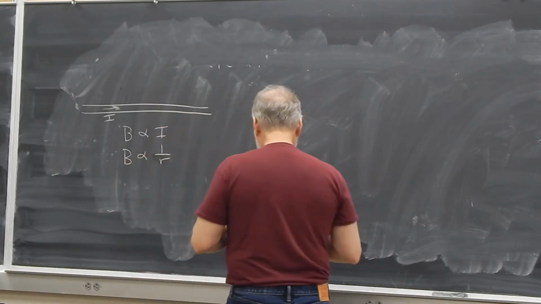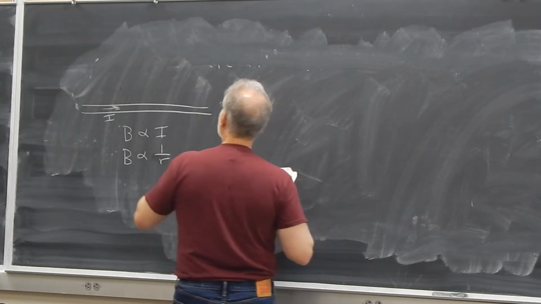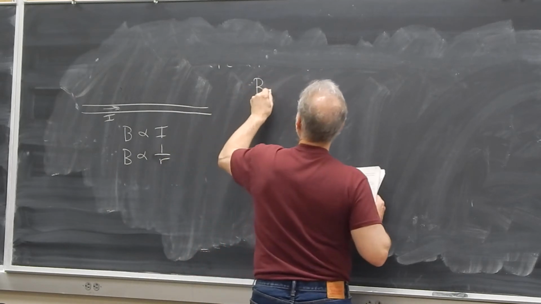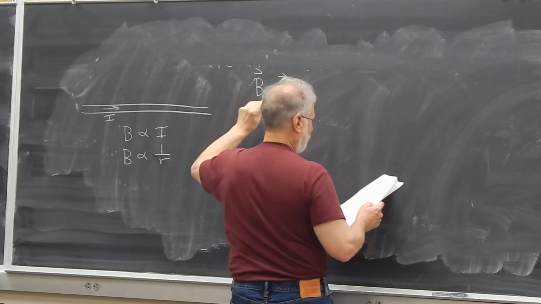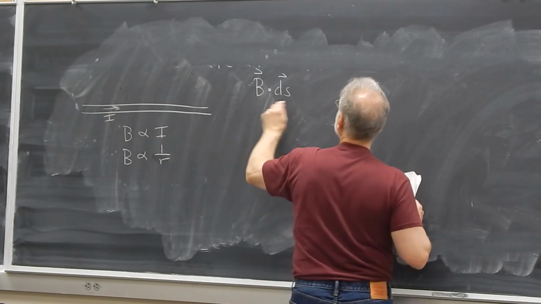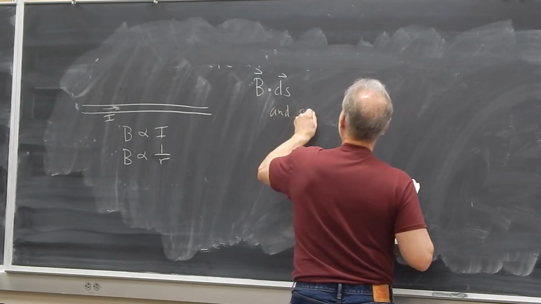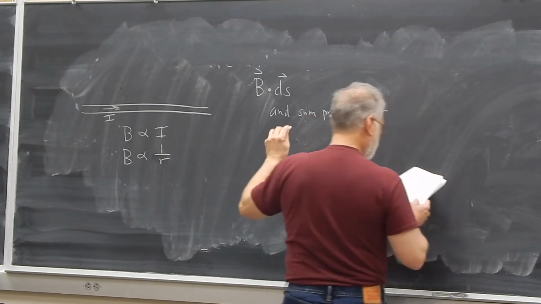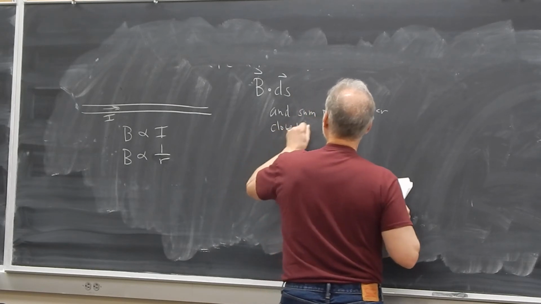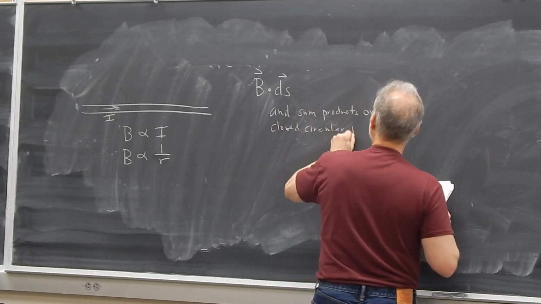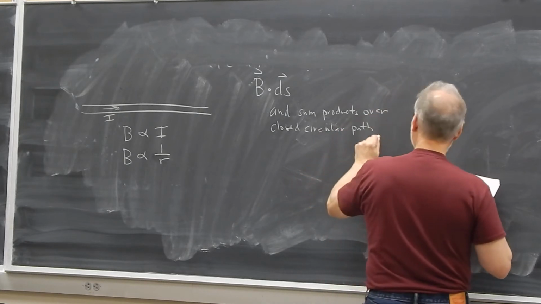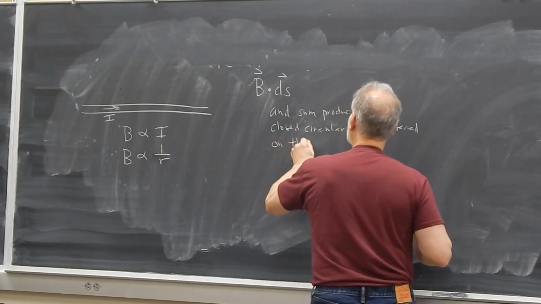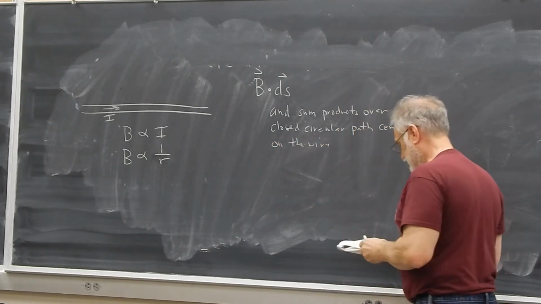So what we're going to do is evaluate the term B dot ds and sum the products over a closed circular path centered on the wire.